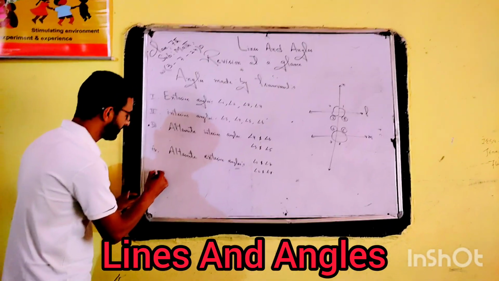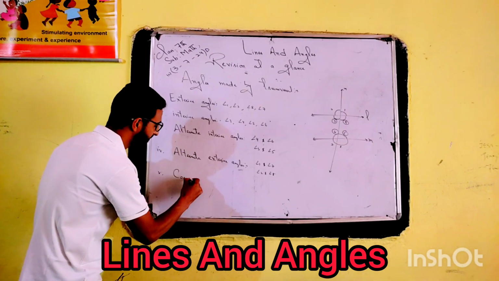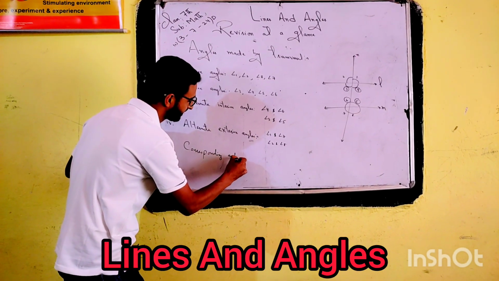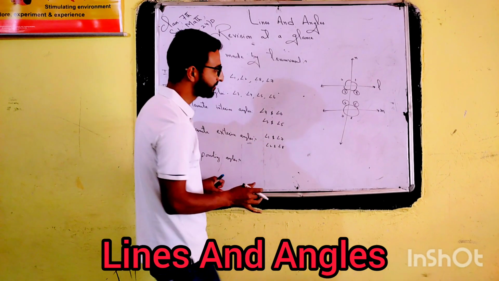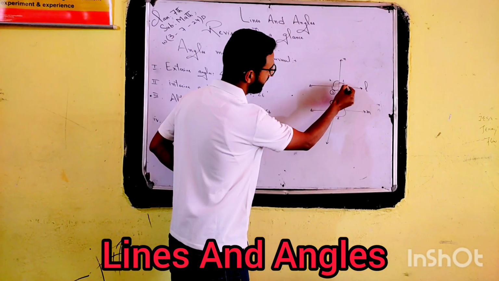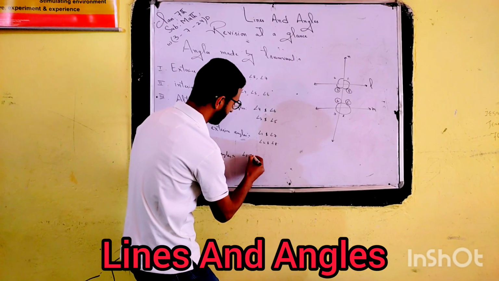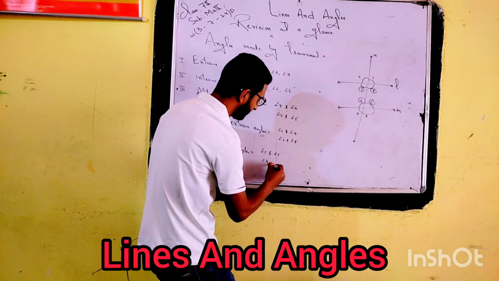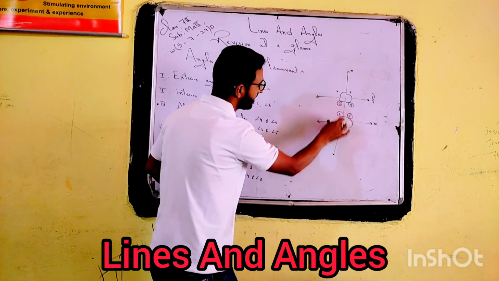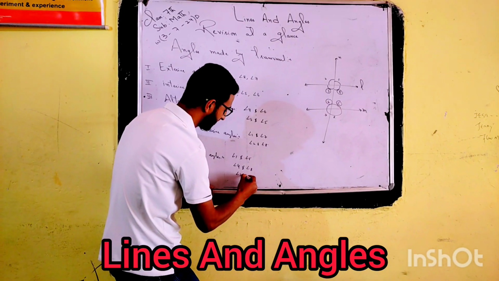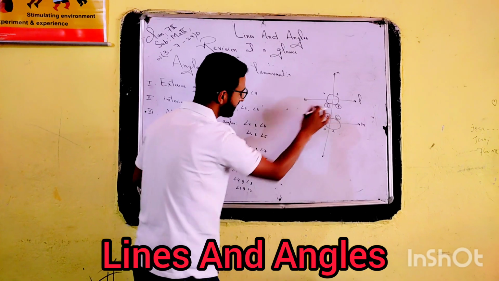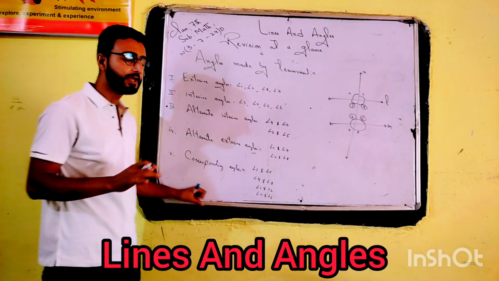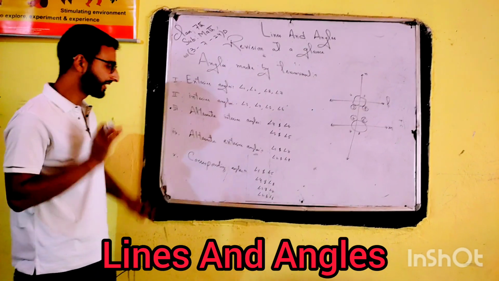Now, how will you find pairs of corresponding angles? Corresponding angles: angle 1 and angle 5, angle 4 and angle 8, angle 3 and angle 7, angle 2 and angle 6. These are the corresponding angles.